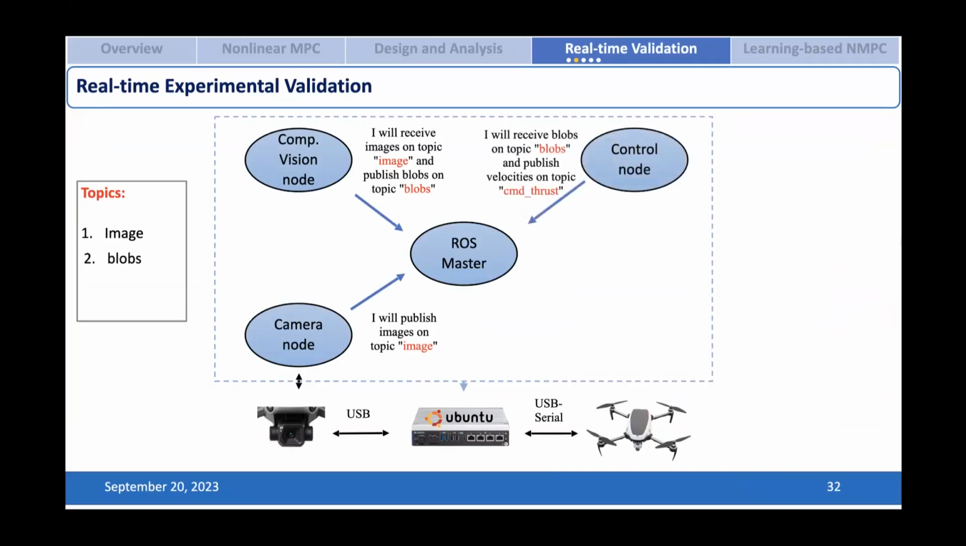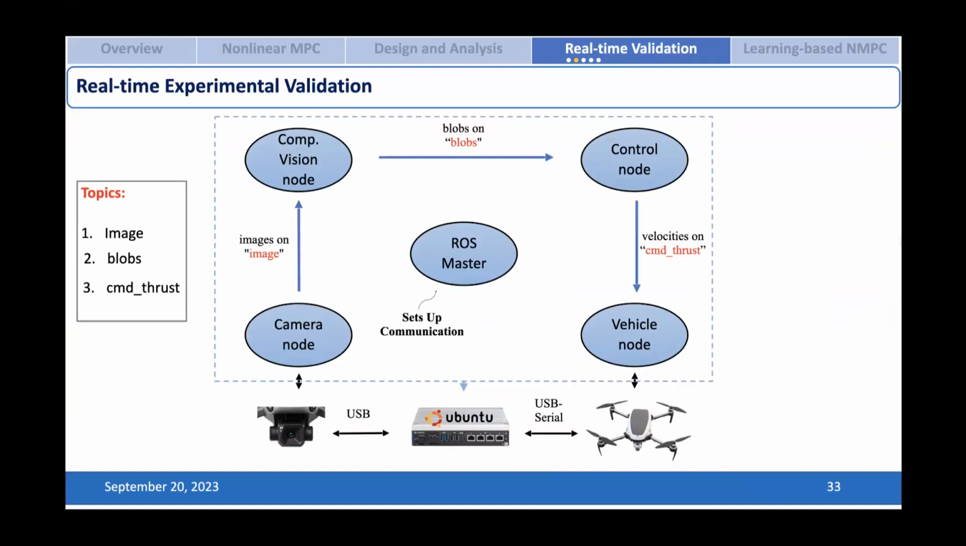Then we have the control node, which takes the blobs, does some estimation and does the control analysis. By the end, we have the commanded thrust, published under the topic commanded thrust. Then we subscribe to this commanded thrust and connect it to the vehicle to control the motors of the drone. After we set up all the connections, ROS sets up the communication, and all the nodes start to communicate with each other continuously.